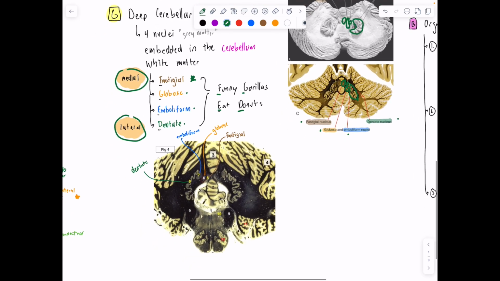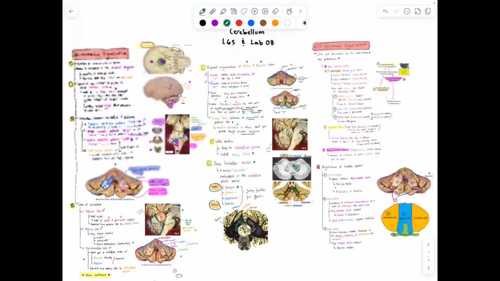All right, so not too bad. Let's see it one more time. Funny gorillas eat donuts: fastigial, globose, emboliform, dentate. All right, not too bad.